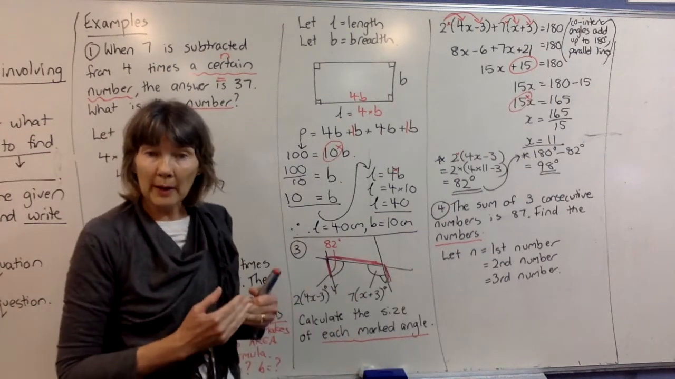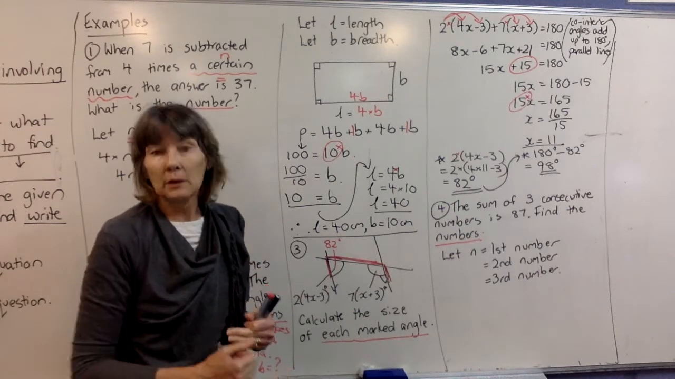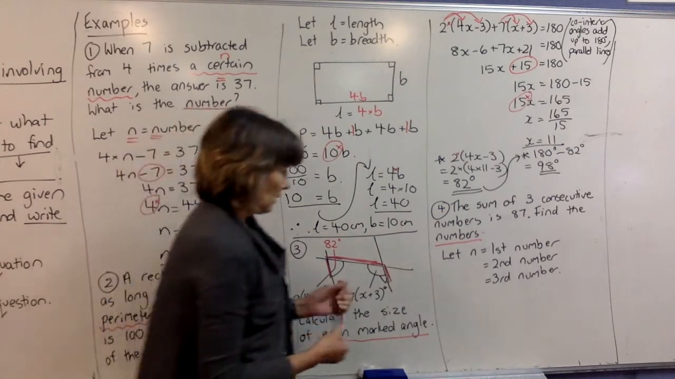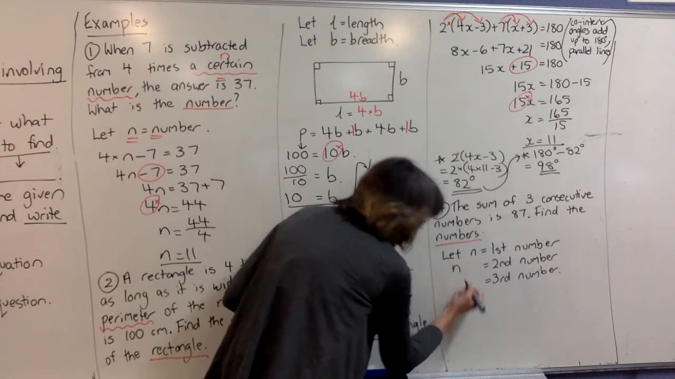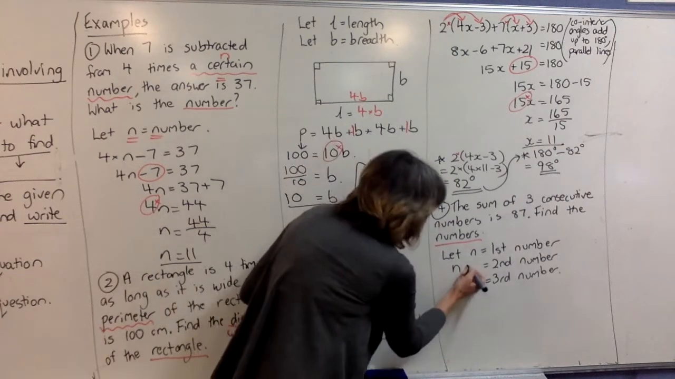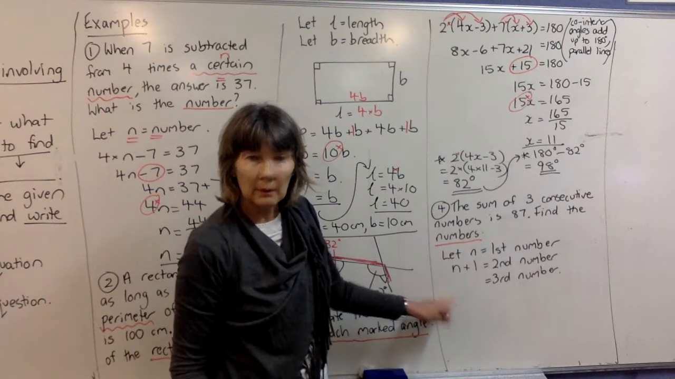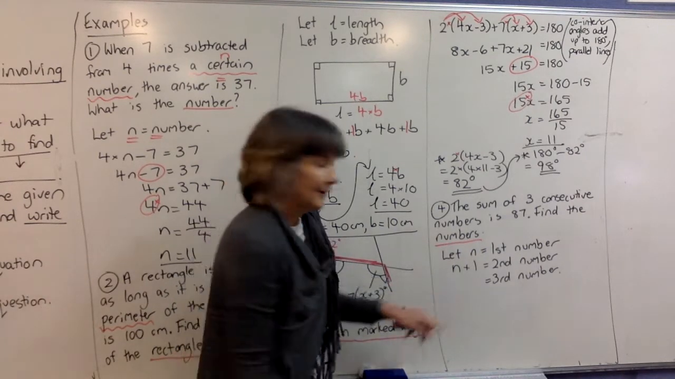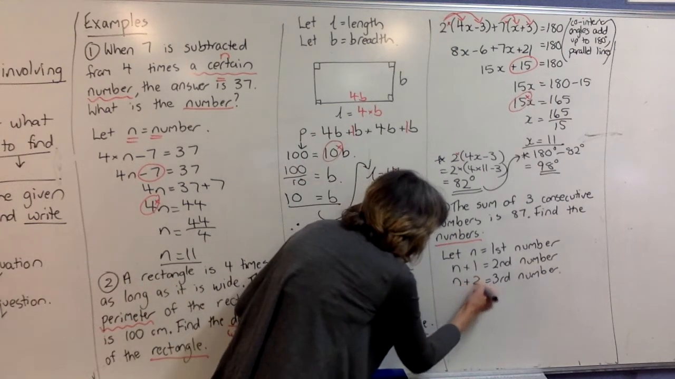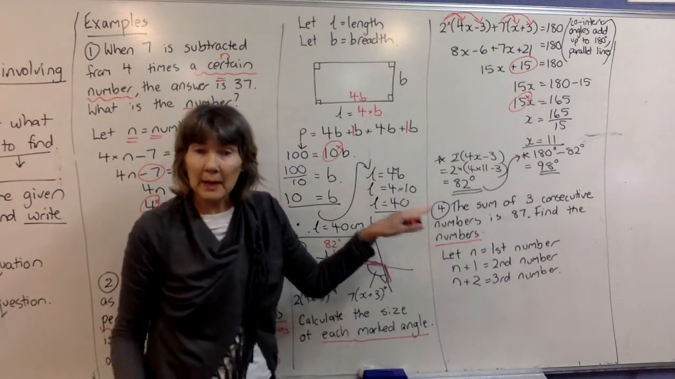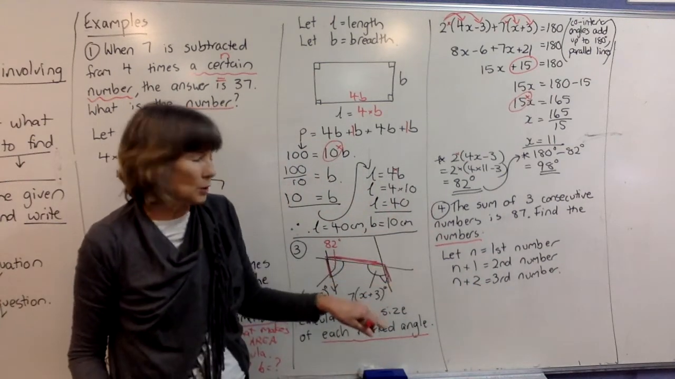So to get from one number to the next consecutive number, you're adding 1. So I'm going to take the n and add 1. That will give me the second consecutive number. And what will give me the third one? Add another 1 again, and you'll get n plus 2 there. All right, so our numbers are going to be n, n plus 1, n plus 2.